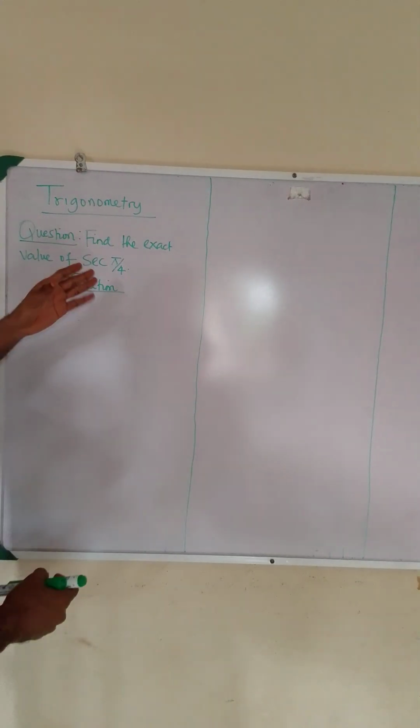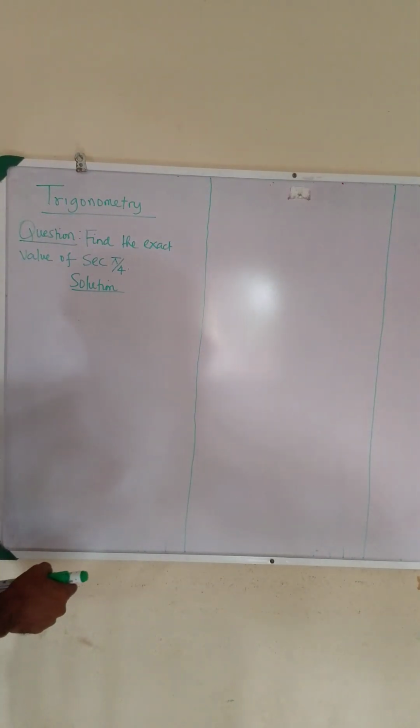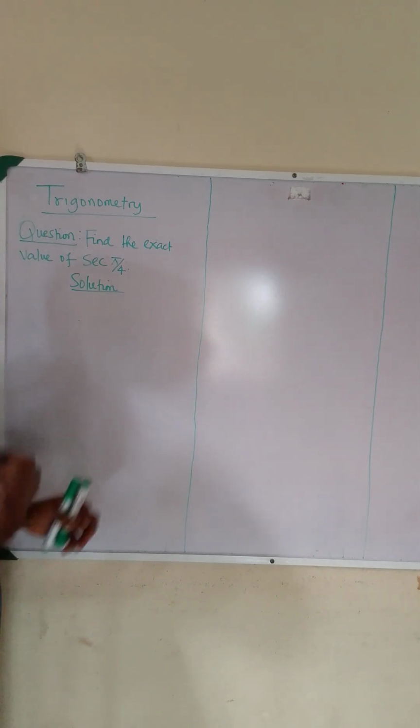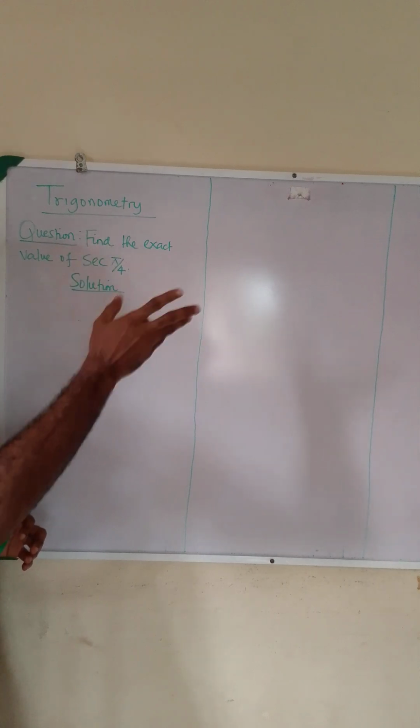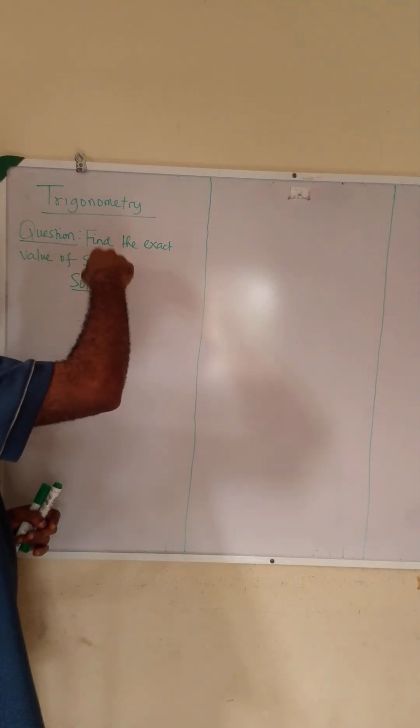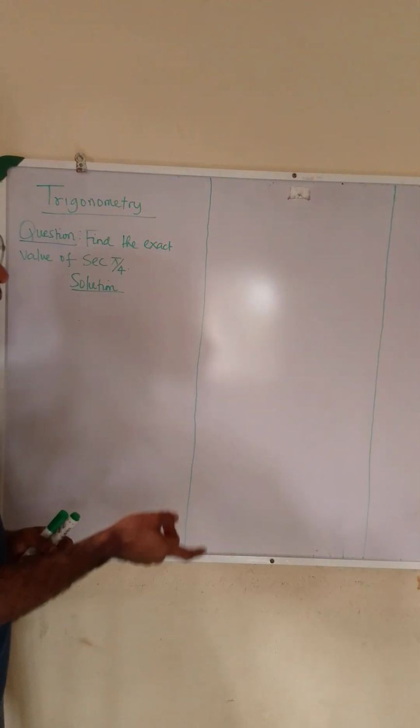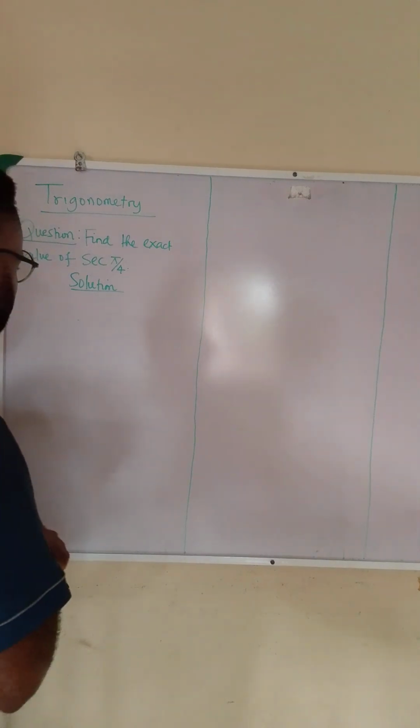Now if you look at the question, we are given the angle in radian, and so before we can solve, we have to convert this pi over 4. Pi over 4 means it is given in radian. So before we can solve, we have to convert it from radian to degree.